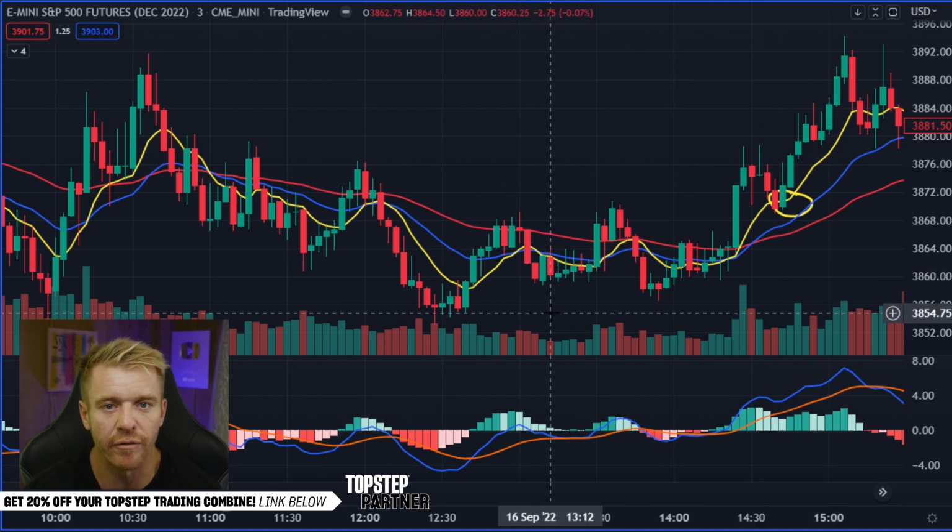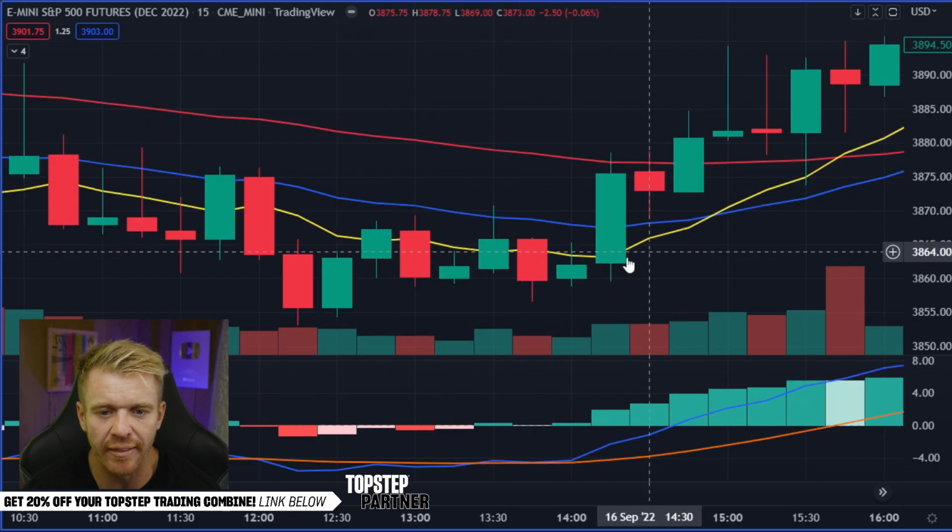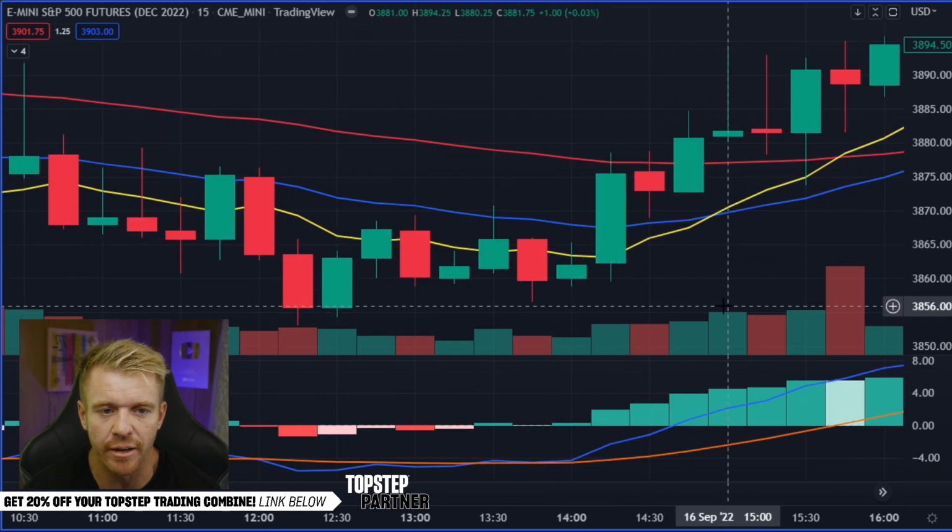Normally when I enter a trade, I'm looking for 10, 20 handles, maybe 15 handles, depending on the action in the move. Another thing that I like to do is, we have this big 15-minute move up.